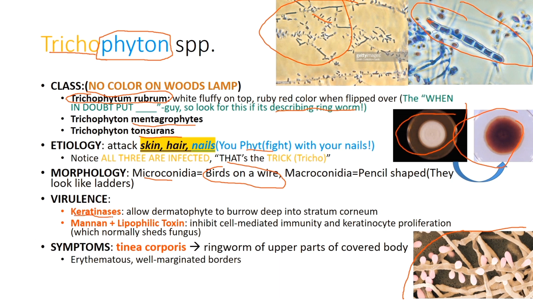Virulence for this: it has keratinases, so that's why it can infect and eat hair and skin. And then mannan lipophilic toxin. This is something that could lead to cell-mediated immunity and keratocyte proliferation being inhibited. Tinea corporis is a very common thing that these guys do, ringworm of the upper parts of the body.